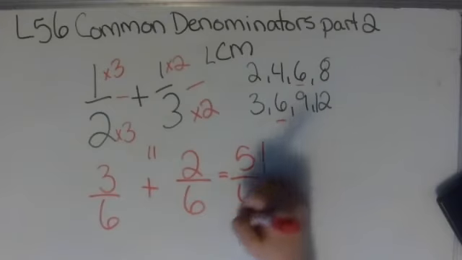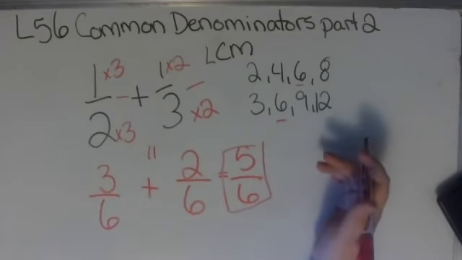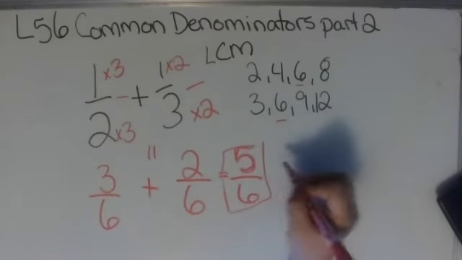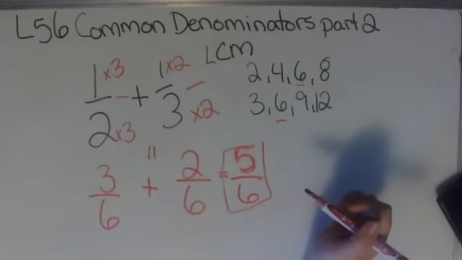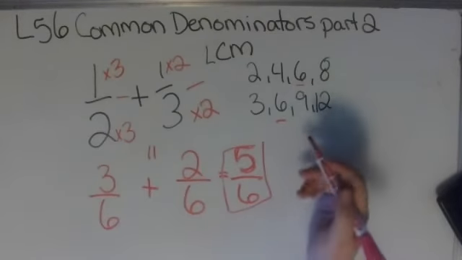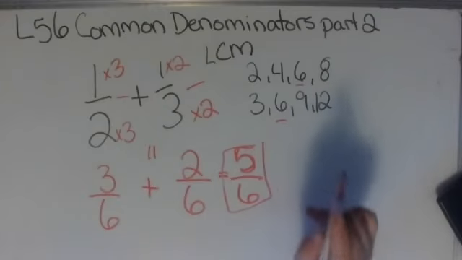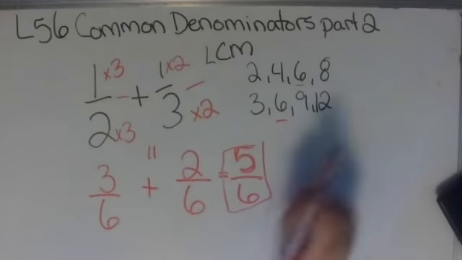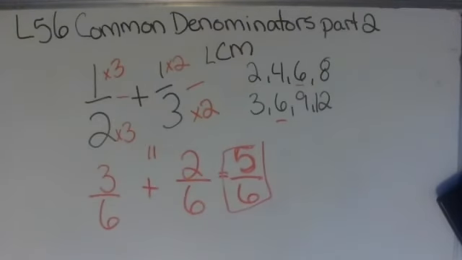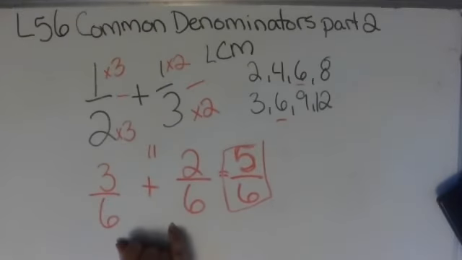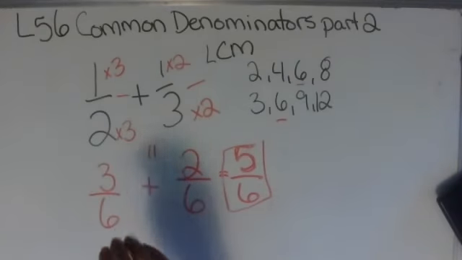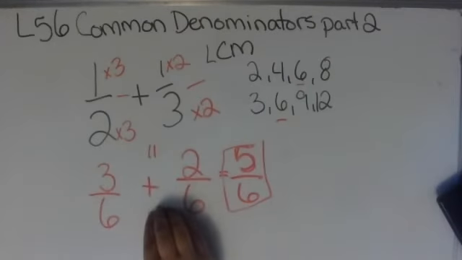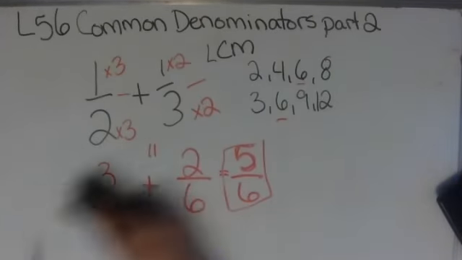And now I need to put this into lowest terms. Can I put it into lowest terms, or is this lowest terms? Is there any number I can divide both of these numbers by? No. So this is now lowest terms, but you must always check, okay? That's putting it into common denominators: you need to change the denominator to be the same number. And instead of just changing one fraction to match the other, now we're changing both fractions to make new fractions to add together. Let's do one more together.